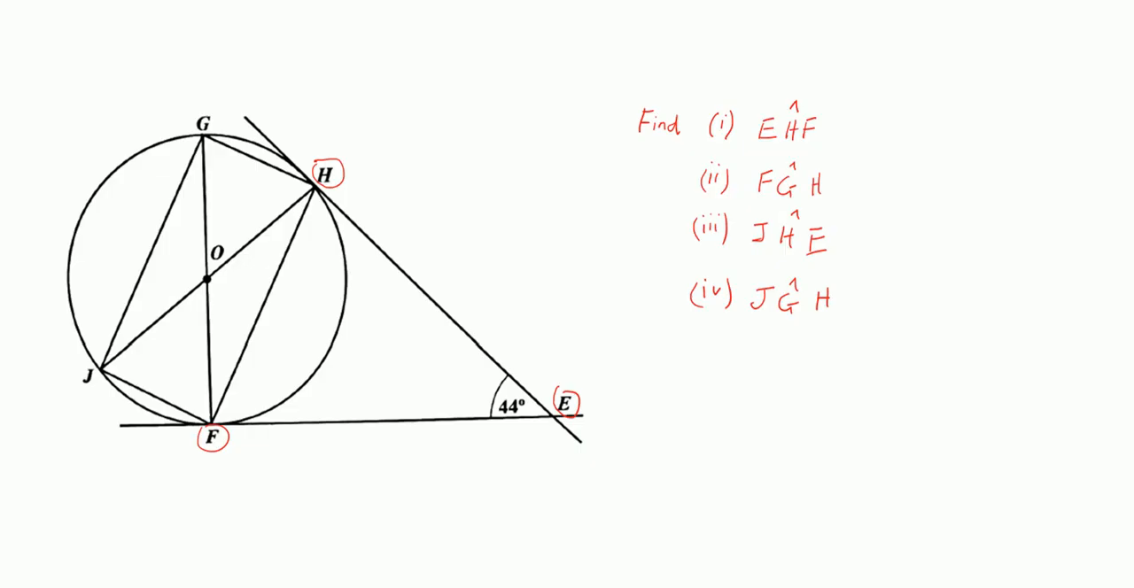Now, whenever you are given a circle geometry question, what you should do is try to put in all the angles that you can immediately identify. Alright, now since HE and FE are tangents to the circle, we know that this length and this length are the same. That is, HE and FE are the same lengths.